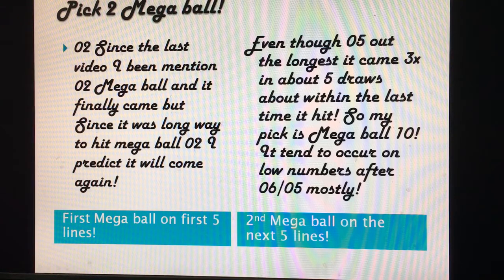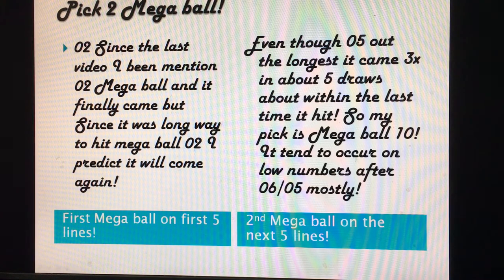And let's look at the new matrix. Even though it's the last draw, I will use 2 Mega Balls instead of 1 to test out how it works before the new matrix begins next week. So the first Mega Ball I would pick for my first 5 lines, and the second Mega Ball I would pick for my next 5 lines. So my pick is 02. Since the last video I've been mentioning 02 Mega Ball, and it finally came out.